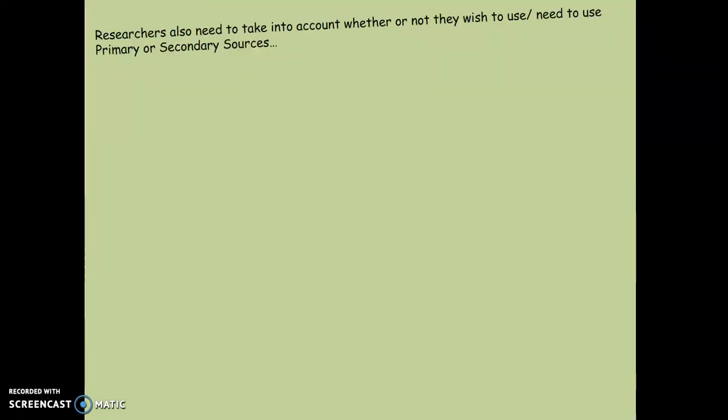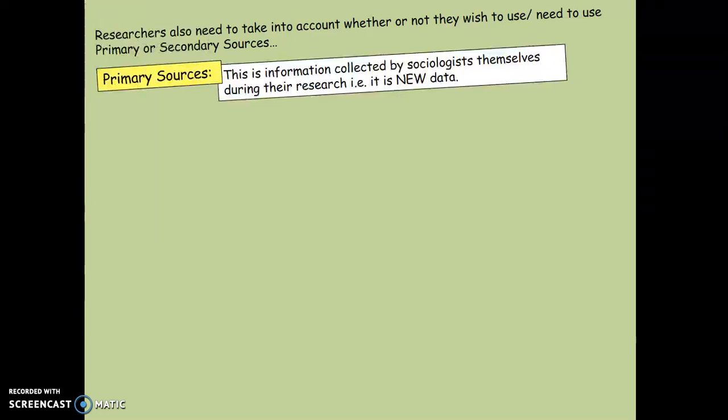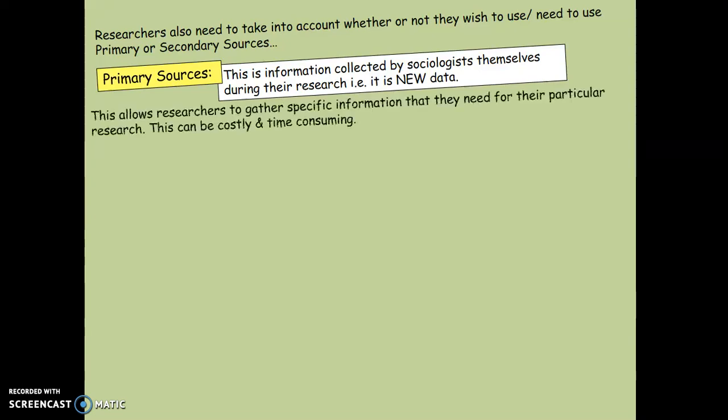Researchers also need to take into account whether or not they wish to use or need to use primary or secondary sources. Primary sources are information collected by sociologists themselves during their research, i.e. it's new data. This allows researchers to gather specific information that they need for their particular research. This can be costly and time-consuming.